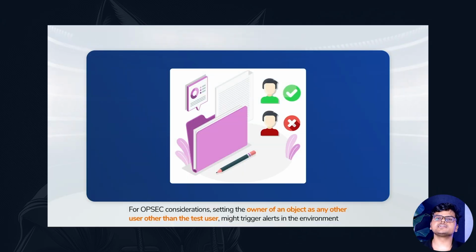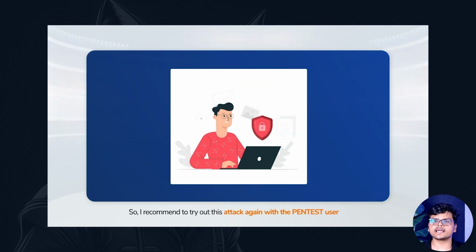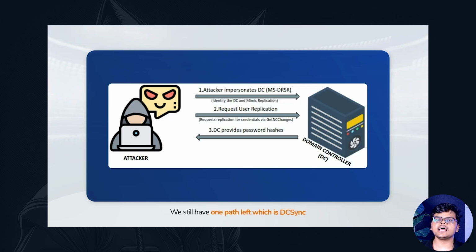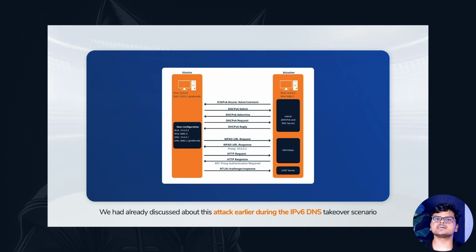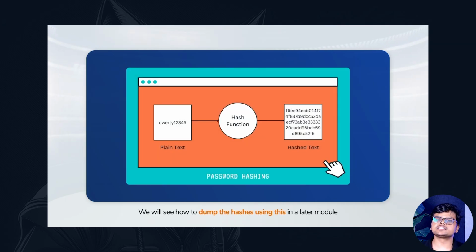For OPSEC considerations, setting the owner of an object as any user other than the test user might trigger alerts in the environment. So I recommend trying out this attack again with the pentest user. We still have one path left, which is DCSync. We had already discussed this attack earlier during the IPv6 DNS takeover scenario. We will see how to dump the hashes using this in a later module.